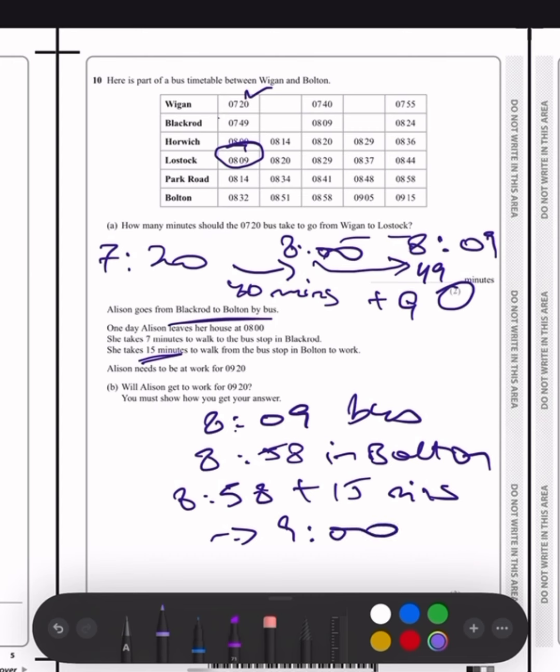And then 13 more minutes it took her, which gets us closer to 9:20, which got us to 9:13. An extra 13 minutes she took. And we know that because she reached before 9:20, she is early for her work, and therefore yes, she does get to work by 9:20.